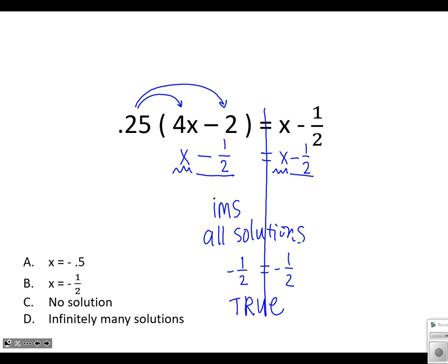So be careful about that. Kids are tempted when they get this, negative 1/2 equals negative 1/2, to say, oh, well then x equals negative 1/2. No, it doesn't. This does not say that x equals negative 1/2. It says negative 1/2 equals negative 1/2. So be careful about that.